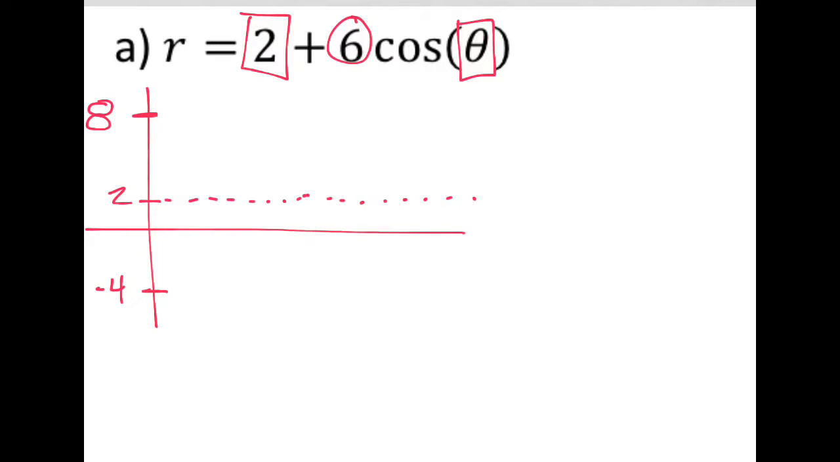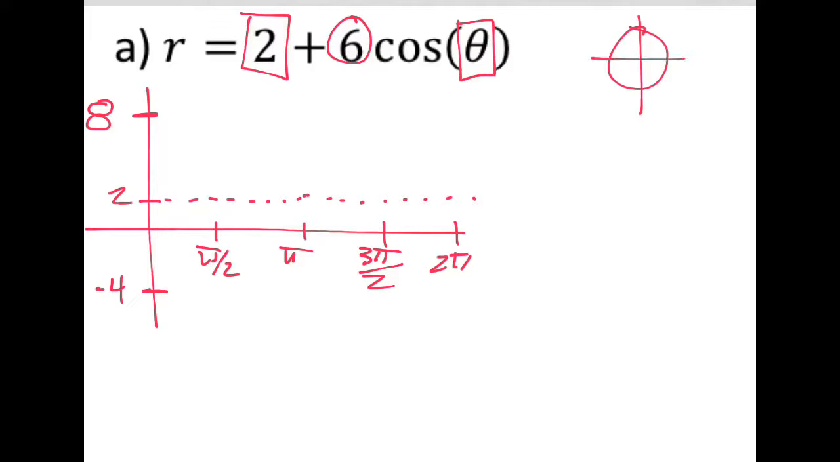Notice we have not modified our period at all, which means if we break it up into 4, we're going to split it up into our 4 pieces. Again, labeling our pi over 2, our pi, our 3 pi over 2, and our 2 pi, which of course correspond to these 4 nice, easy to use values around the unit circle.